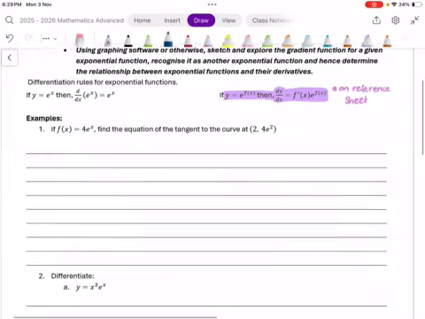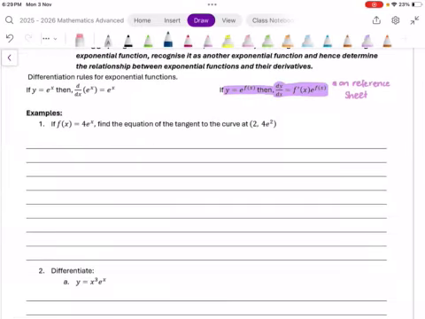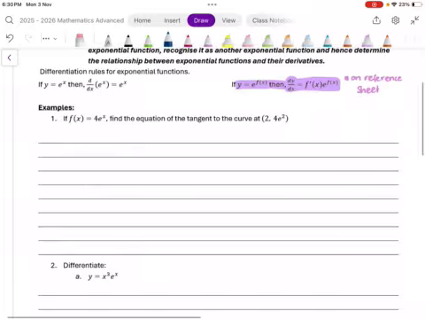Our first example says that if f of x equals 4e to the power of x, find the equation of the tangent to the curve at (2, 4e squared). So remember when we're finding the equation of the tangent to the curve, we have to find the gradient and then we have to use our point to substitute into y minus y1 equals m lots of x minus x1. So our first step here is to differentiate.